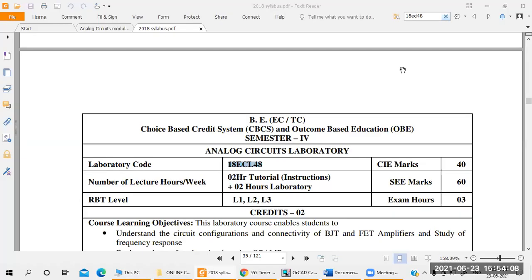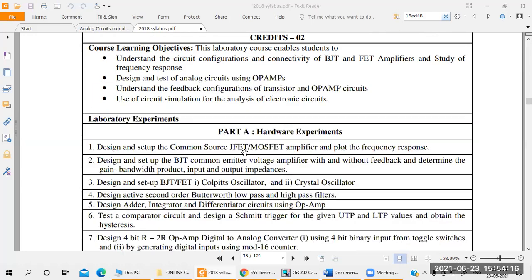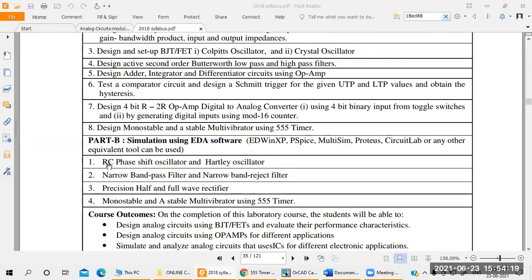Yes, students, today we'll start with the lab experiment. This is analog circuit lab experiment 18 ECL48. In the previous class video, we completed 3 experiments in part B, right? So next we'll move on to the 4th experiment, that is monostable multivibrator using 555 timer.